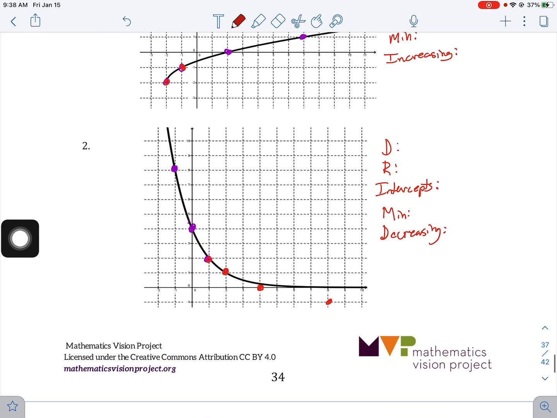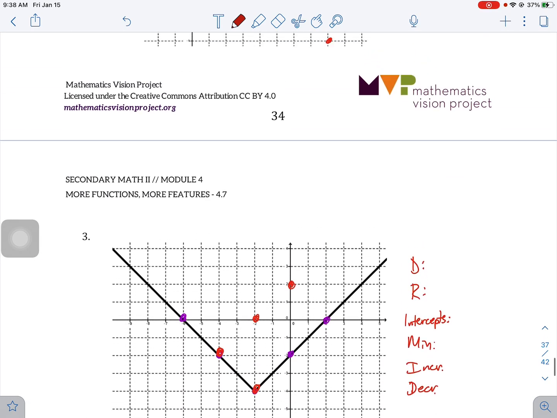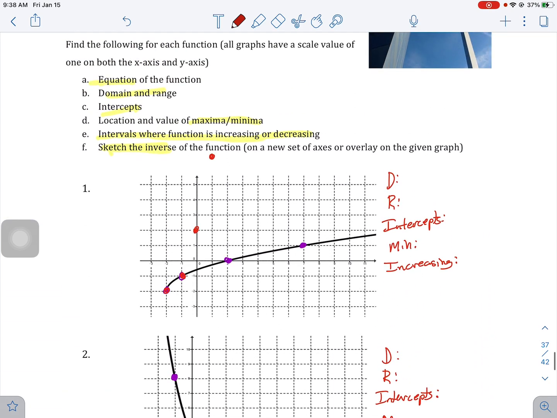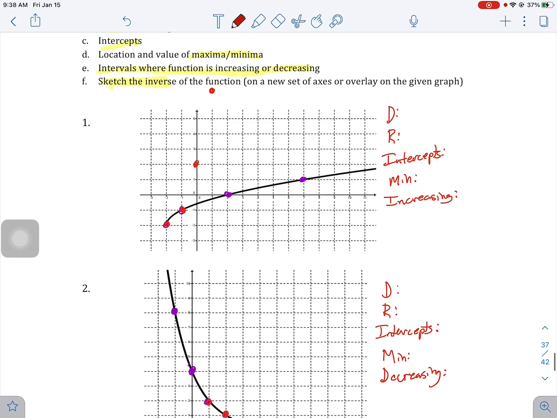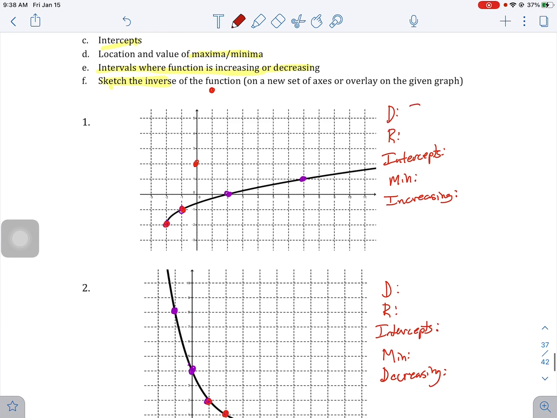I think I'm going to hold off on the equation, and instead I'm going to look at some of these characteristics here. So first thing, let's look at this first one here. The domain and range of the function. You can see that the domain begins at -2 and it goes on indefinitely. Same thing with the range.